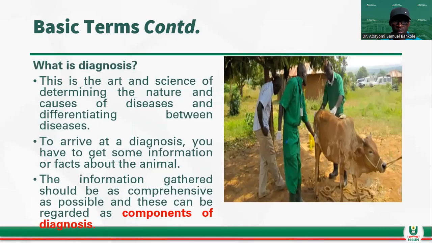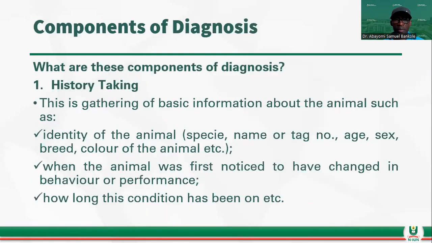Now, let's go to diagnosis. Diagnosis is the art and science of determining the nature and causes of diseases and differentiating between these diseases. Now, to arrive at a diagnosis, you have to get some information or facts about that animal. The information gathered should be as comprehensive as possible, and this can be regarded as a component of diagnosis. Now, let's look at components of diagnosis.